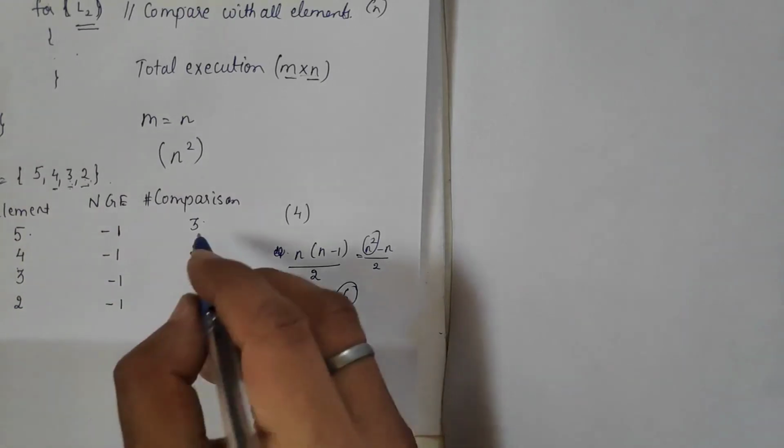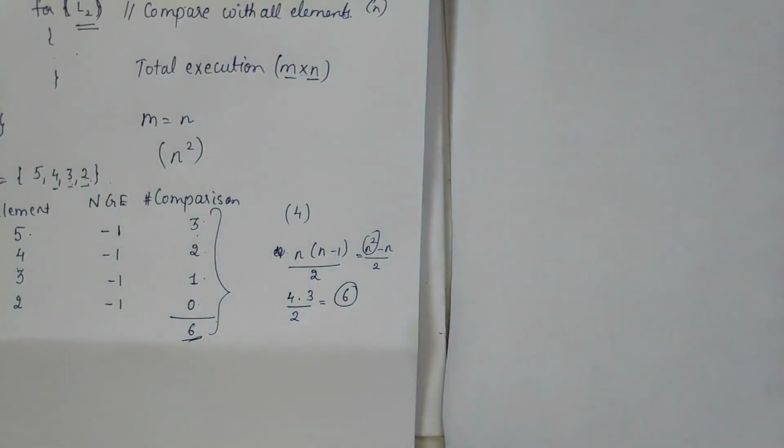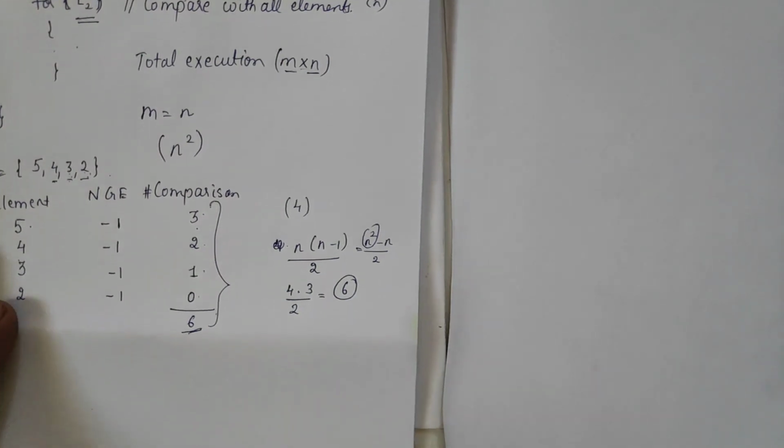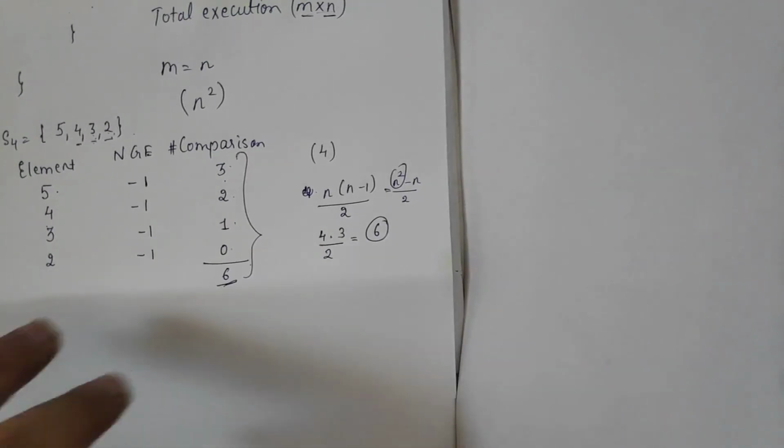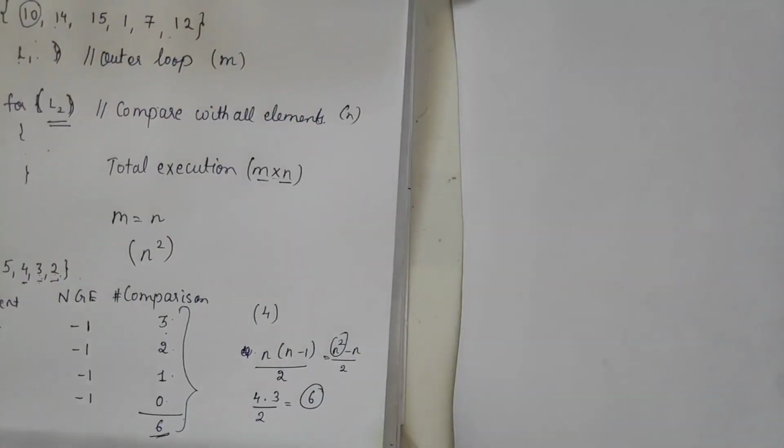So remember this: you required 6 comparisons here. Can we improve this? There is an algorithm with which you can do it using a stack based approach. So what happens in a stack based approach?